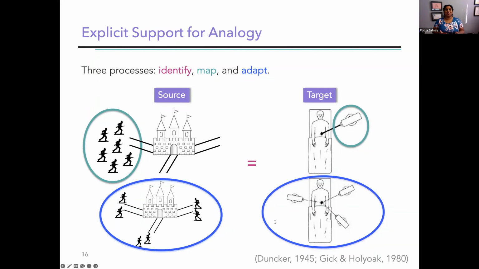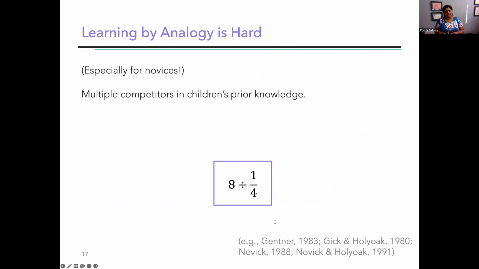So as I'm sure many of you know, there is a lot of research on these three processes: identifying when you have helpful prior knowledge, mapping across corresponding elements, and also adapting the strategy. So in mathematics, analogy can be difficult for children because students might have difficulty identifying a helpful analogy. Students have multiple competitors in their prior knowledge, and that might mean that it's hard to decide which analogy is going to be most useful.